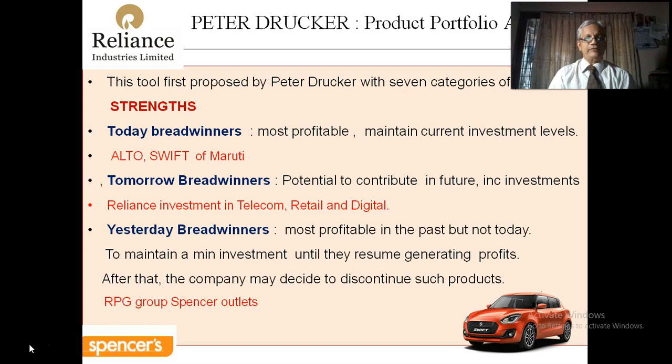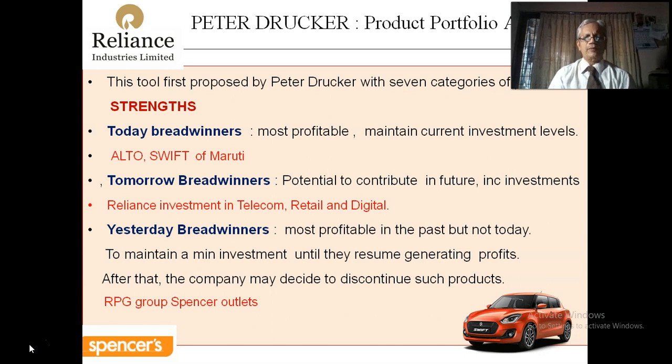What about yesterday's breadwinners? This is the third category. They were most profitable in the past but not today. You maintain a minimum investment until they resume generating profits. Because you cannot totally withdraw the investment, you just maintain a small amount of investment and then take a call. After that, the company may even decide to discontinue the products.